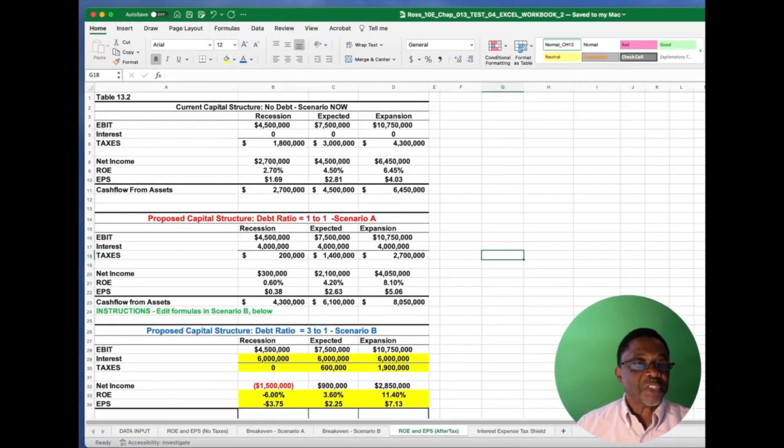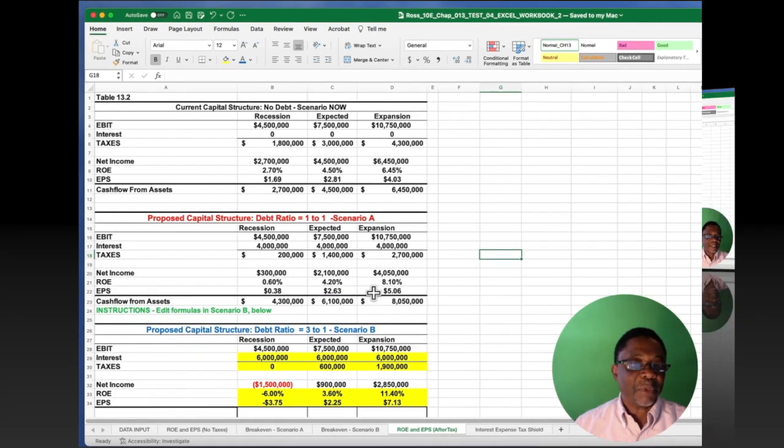Now this worksheet we would look at if we're dealing with a question where we're looking for the impact of leverage on return on equity and earnings per share, and we are taxing the firm's earnings. So this is going to give us an after-tax impact on return on equity and earnings per share. And again, we wouldn't change anything on this sheet.